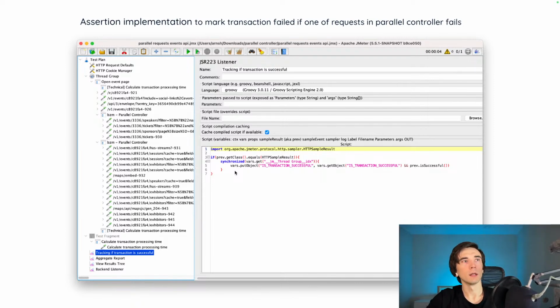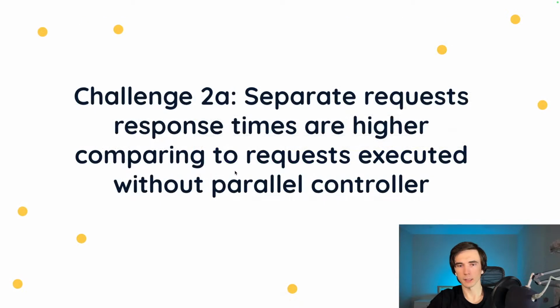Yay, cool. But we start running tests. And if you have attention to detail and analyze your test results precisely, you may notice that when you run tests with a parallel controller, your separate requests' response times are higher compared to tests without parallel controllers.